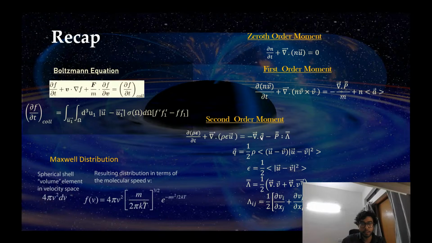So this Q is the heat flux, and this P is the pressure tensor as always, and this lambda is given like this, right? So this is P contracted with lambda, right?